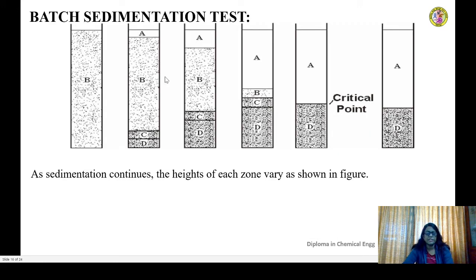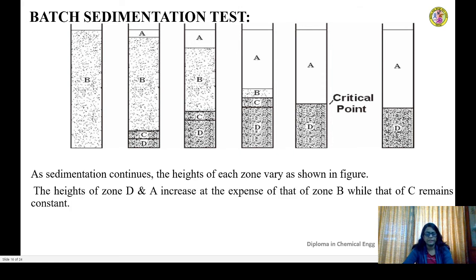As the sedimentation continues, the heights of each zone will vary as shown in the figure. Initially each zone will have a certain height, and the heights of zones will increase or decrease as observed after a certain time of settling has started. The heights of zone D and zone A will increase at the expense of zone B, while zone C remains constant up to a certain time.